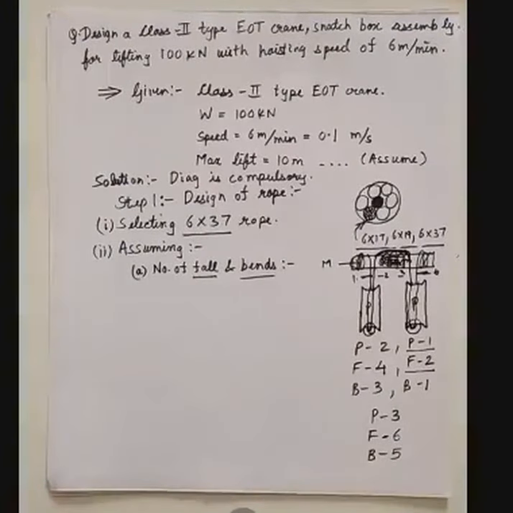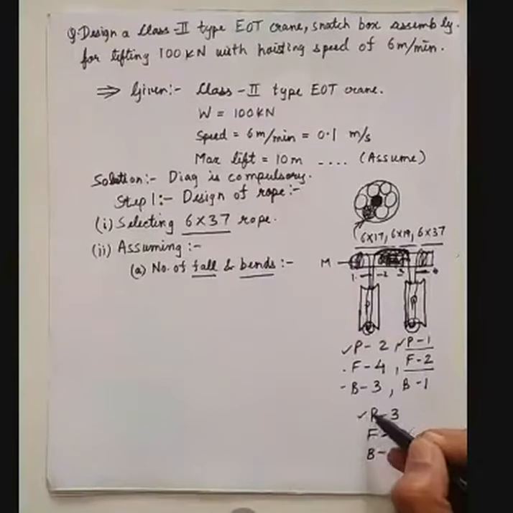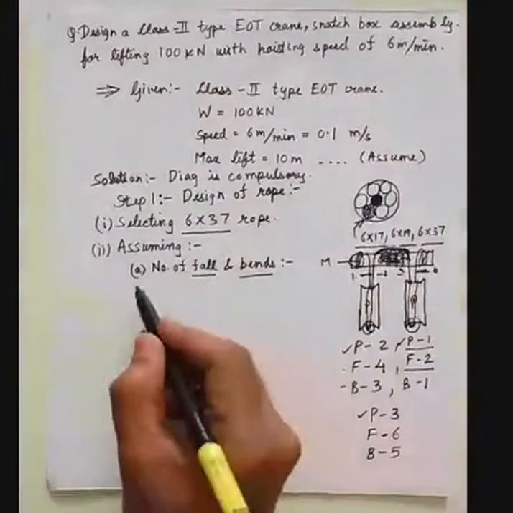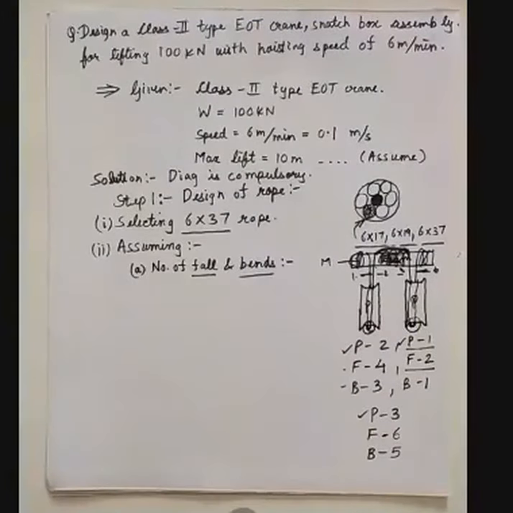So this way you have to proceed. The number of pulleys will not be mentioned in the question. How to decide the number of pulleys? Now I will tell you. Based on the number of pulleys, you have to decide falls and bends. So the pulley will be 1, 2 or 3, that we will decide now. So write one statement below, number of falls and bends.